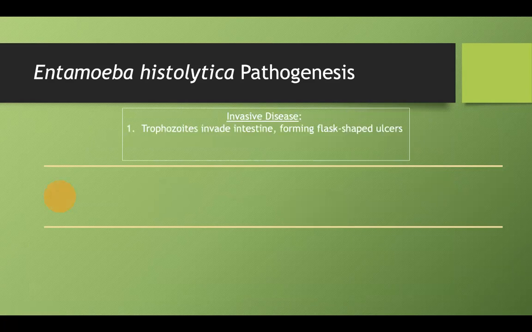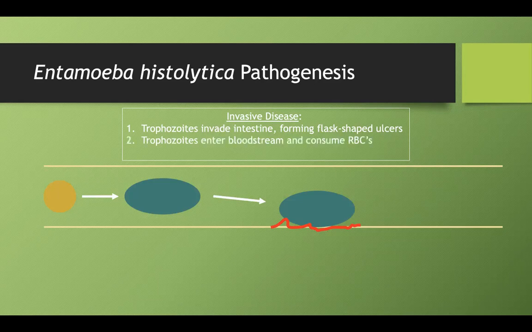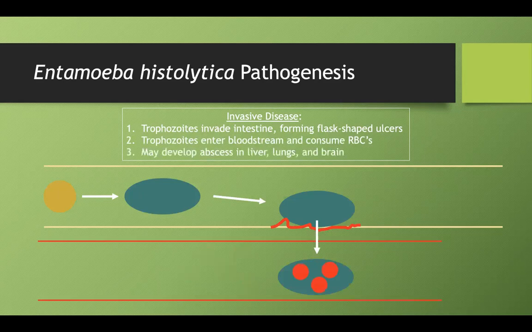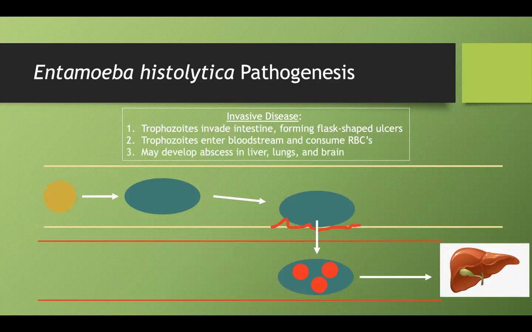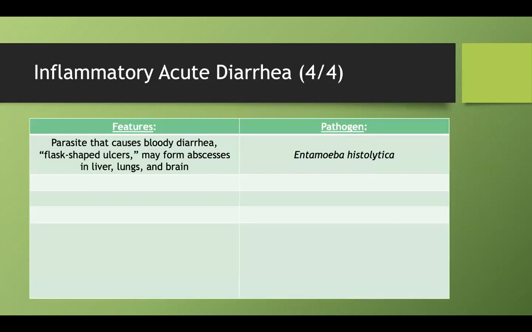And so what happens there is that the cyst will mature into a trophozoite, and that'll attach to the intestine and it'll actually invade. As it invades the intestine, it'll form these classic flask-shaped ulcers. And as it invades, you'll also get that bloody diarrhea that I was just talking about because of that intestinal mucosa damage. So these trophozoites will enter your bloodstream and they can consume red blood cells. They also may develop abscesses in your liver, lungs, and brain. So just keep that one in mind. And especially they'll always mention this bloody diarrhea, and that's because it's actually invading your intestine.